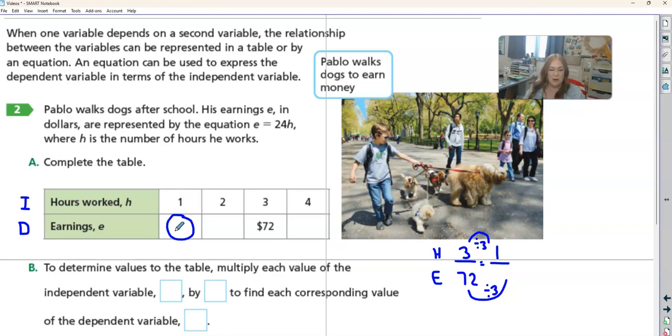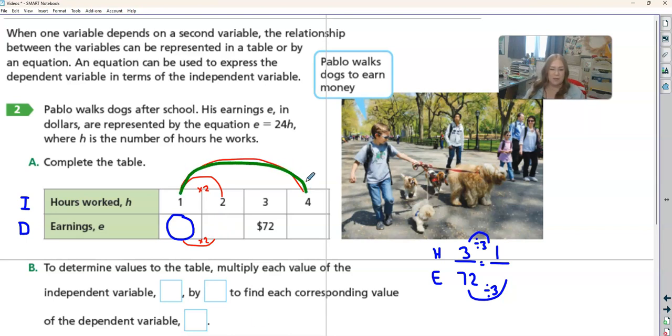So now that we know how much he makes in 1 hour, we're going to use this number to fill in the 2 and the 4. So how do I get from 1 to 2? We times that by 2. So whatever this number is here, we're going to double it, times it by 2, to see how much he'll make in 2 hours. And then we'll do the same thing here.